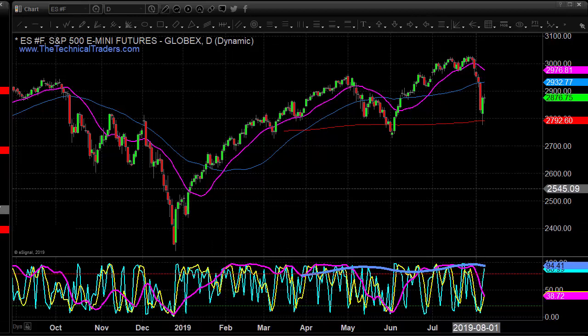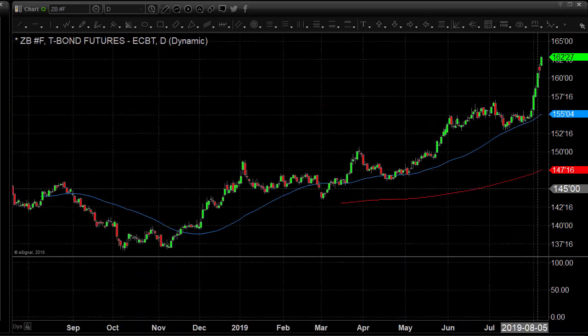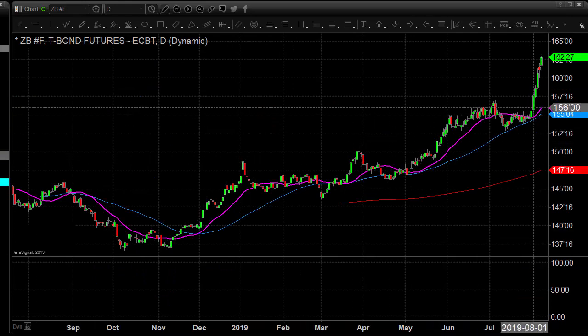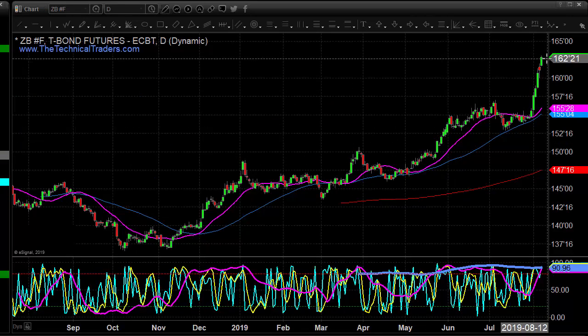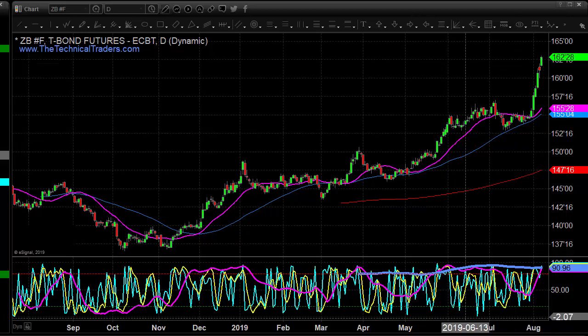Now, let's take a look at the chart of bonds. Bonds are up this morning. You can see bonds really popping, extending back up. They've really come to life. Just visually, when you look at the bond chart, you can see we've had a really strong run. We had a really strong run over here, another really strong run over here.